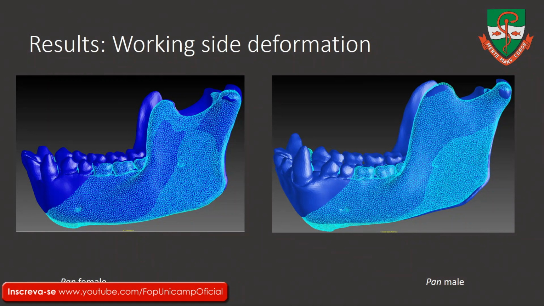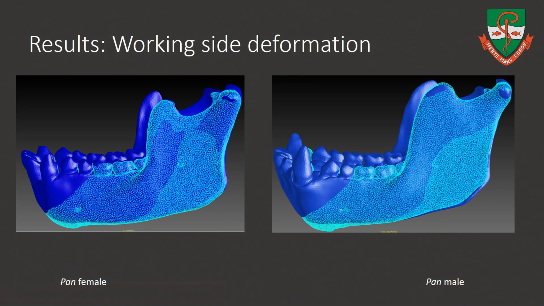So looking at them in lateral view, it's not totally clear from this deformation that there's sagittal bending here, but rather we can really see that medial deflection of the molar tooth row and corpus, as we see that our dark blue is located medially to our wireframe, which is our original model.